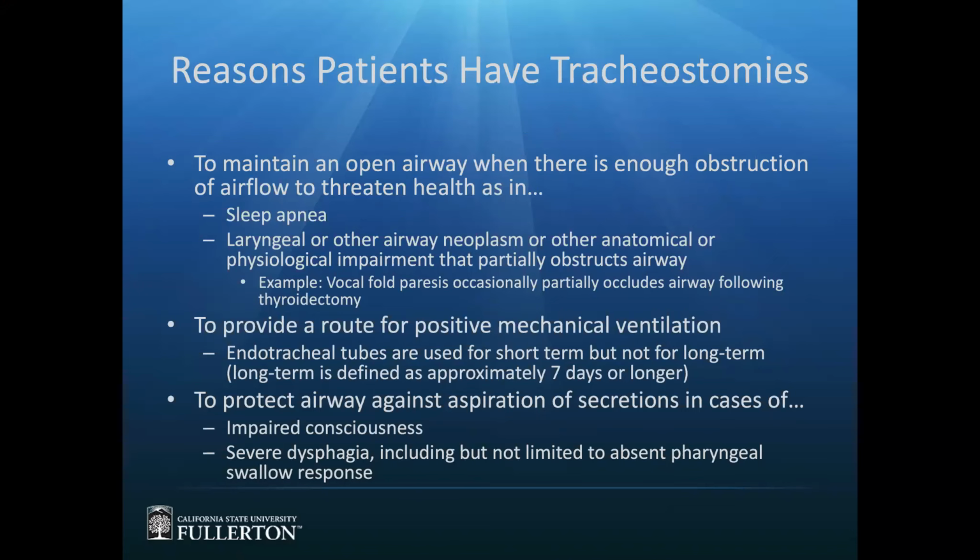The first thing I want to talk about is the reasons patients have tracheostomies. What is a tracheostomy? It is an opening through the skin and into the trachea. So that's the ostomy part of it. It's simply an opening. And inserted into that opening would be a tracheostomy tube to maintain the opening and make it able to be utilized for the various things I'm going to be talking about here.